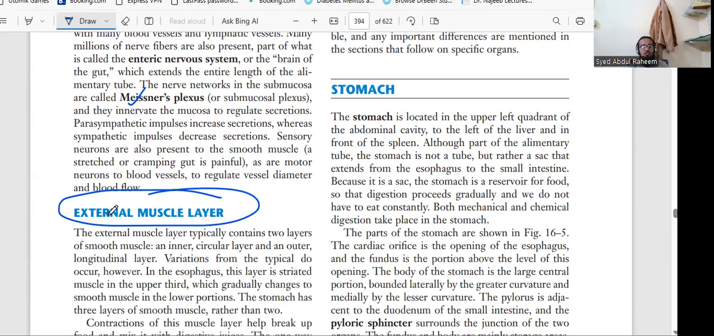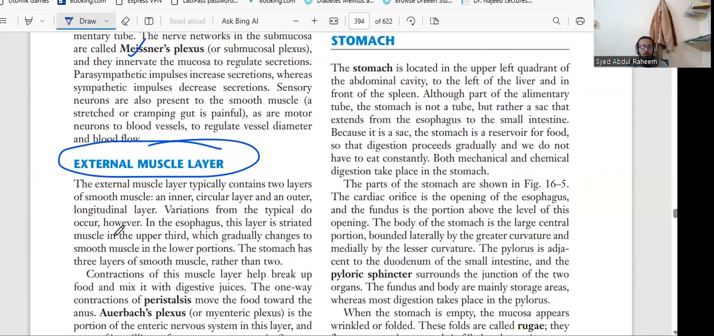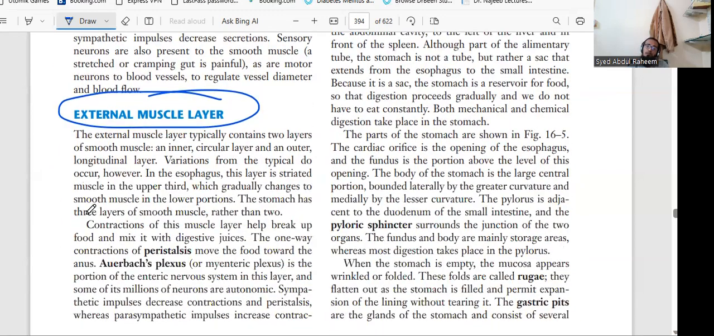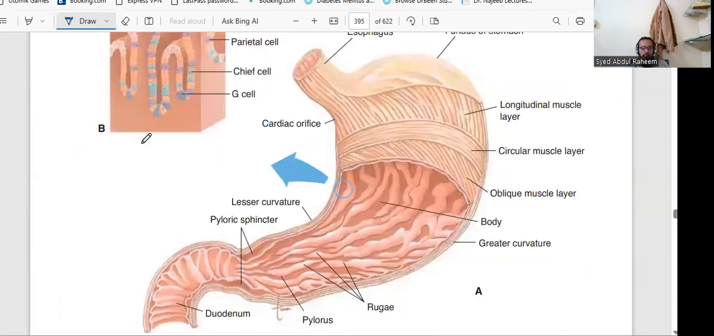Next, we have the external muscle layer. Very, very important. For peristalsis movement, we need muscle support. The external muscle layer typically contains two layers of smooth muscle. So they have two types of layers, inner and outer. Inner is circular and outer is longitudinal. Okay, we'll see here.